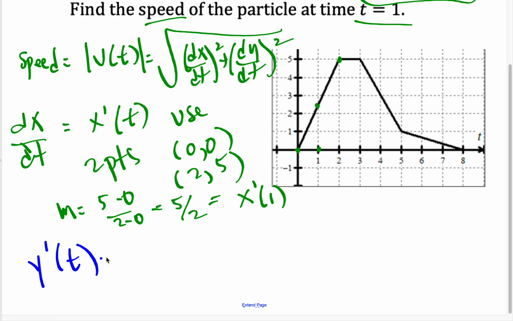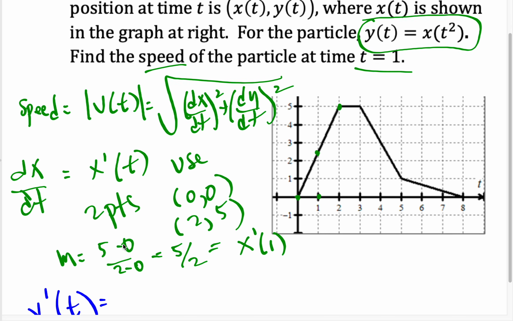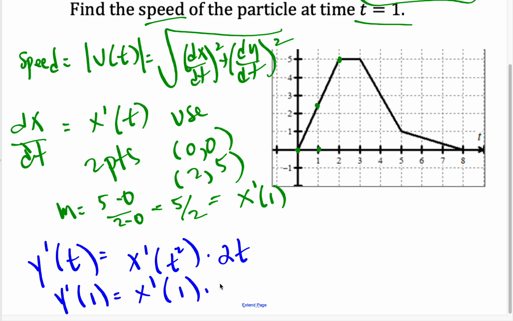To find y prime of t, when you look up here, that's going to be x prime of t squared times the derivative of the inside, which is 2t. So that means y prime of 1 is x prime of 1 times 2, which is 5 over 2 times 2, which is 5. There we go.